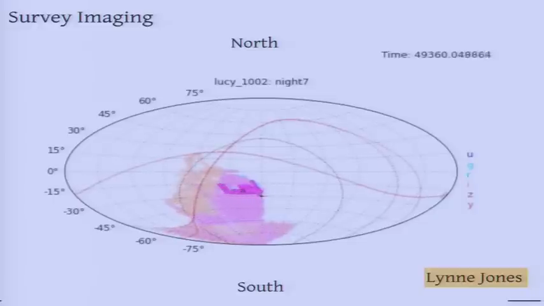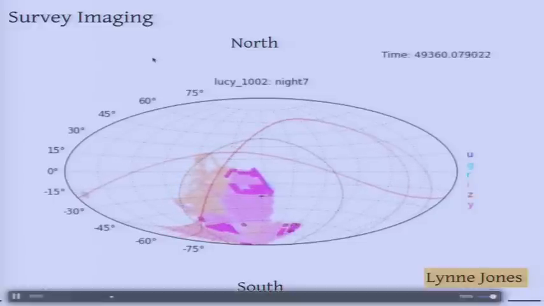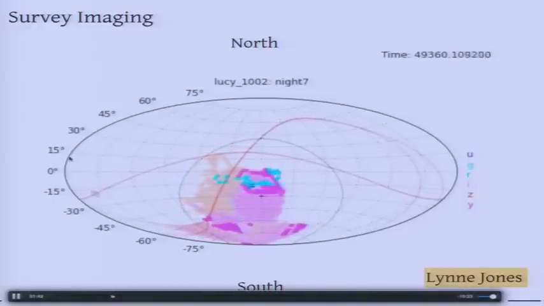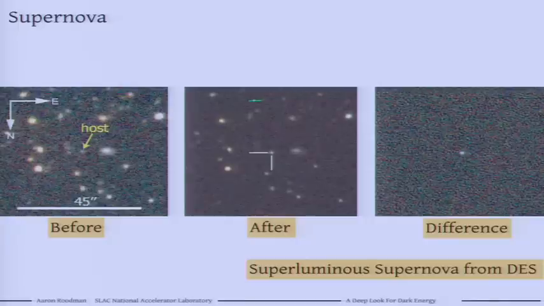This continues for a long time. We won't continue to watch it, but that's what we'll be capable of doing. So what will we see then when we look at the sky repeatedly? Here's one example. This is an example from another project I'm working on, the Dark Energy Survey.